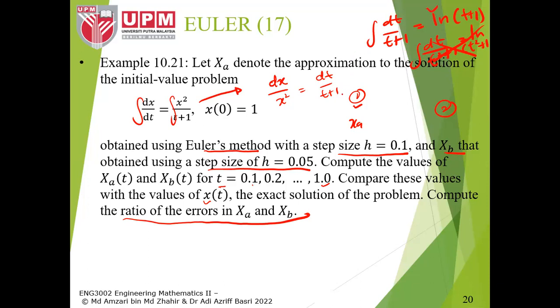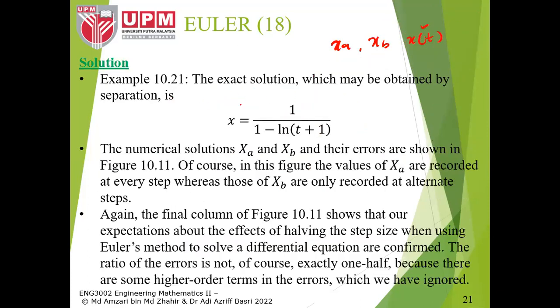So this is the basics. Hopefully you need to check. For example here, the integration of this one, you can get ln t plus 1. Integration of x square, you cannot get ln x square. So it's wrong. Once you integrate this one, you will get the value of x, which is x equal to 1 over 1 minus ln t plus 1. So this is the value of xt.